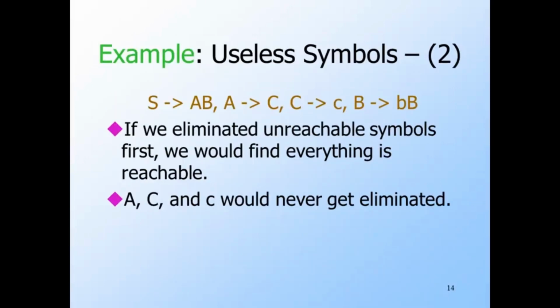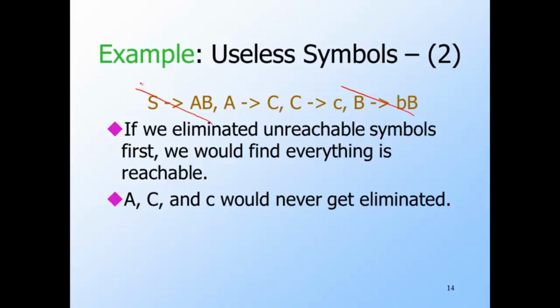In this example grammar, if, as we should, we first eliminate variables that do not derive a terminal string, we eliminate only B. However, eliminating productions with B gets rid of the only S production. We then use the algorithm to find symbols unreachable from the start symbol, and we find everything is unreachable. That is, all the productions are deleted.